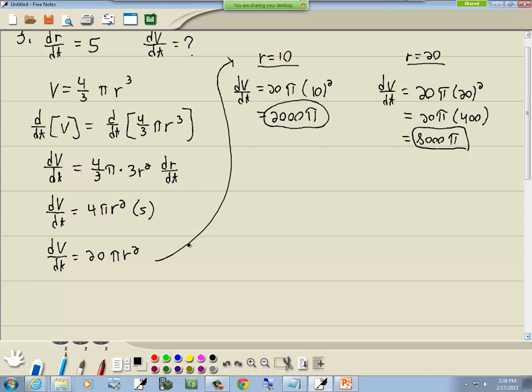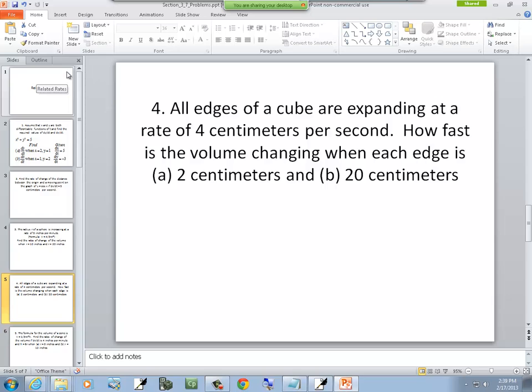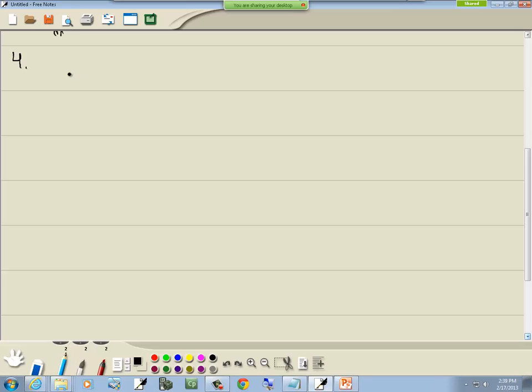Let's take a look at this one. It says all edges of a cube are expanding at a rate of 4 centimeters per second. How fast is the volume changing when each edge is... So we've got a cube, and each of these sides will be s. I think that's normally what to use. And the way the cube works, I can't draw it, the depth will also be s. So our volume is equal to s times s times s, so s to the third.